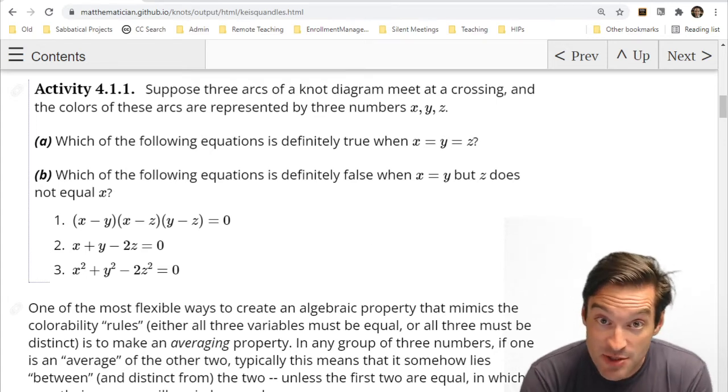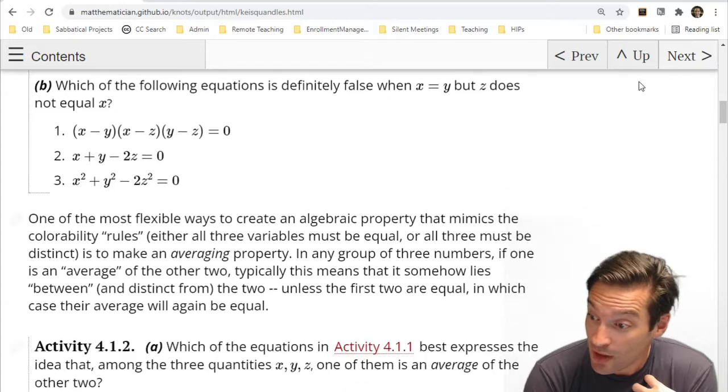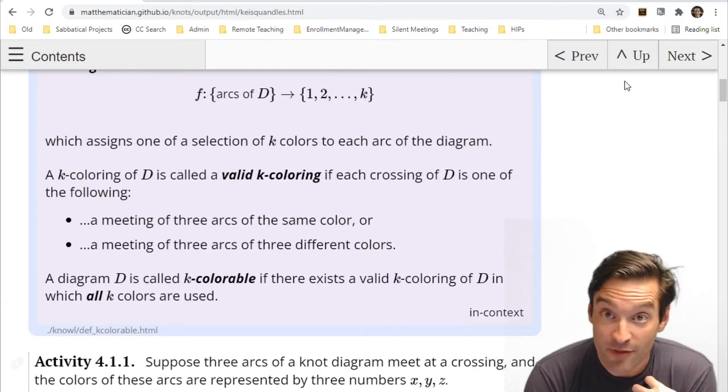If we have such an equation, then that equation would be capable for us of mimicking the criteria for a valid coloration.